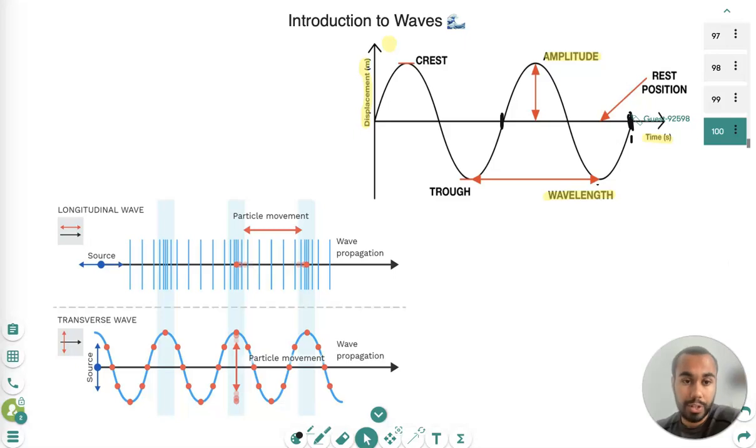We can then use the frequency to calculate a period for the wave. This tells us how long it takes one complete wave to pass by a given point, and this is given by 1 divided by the frequency.